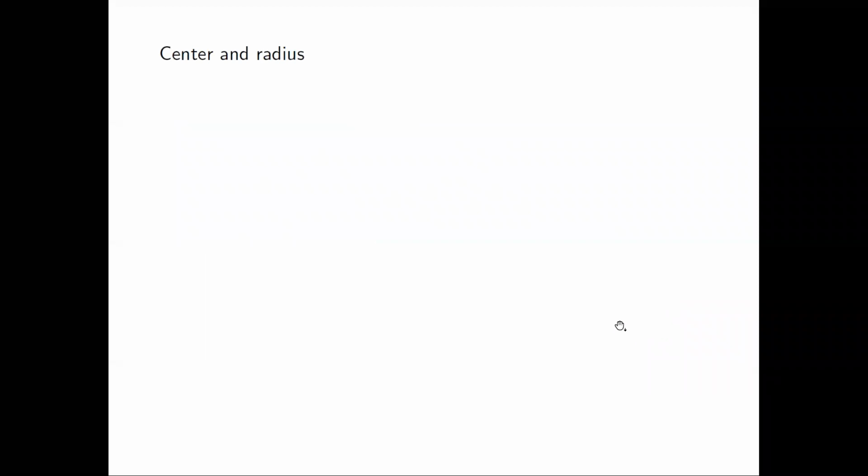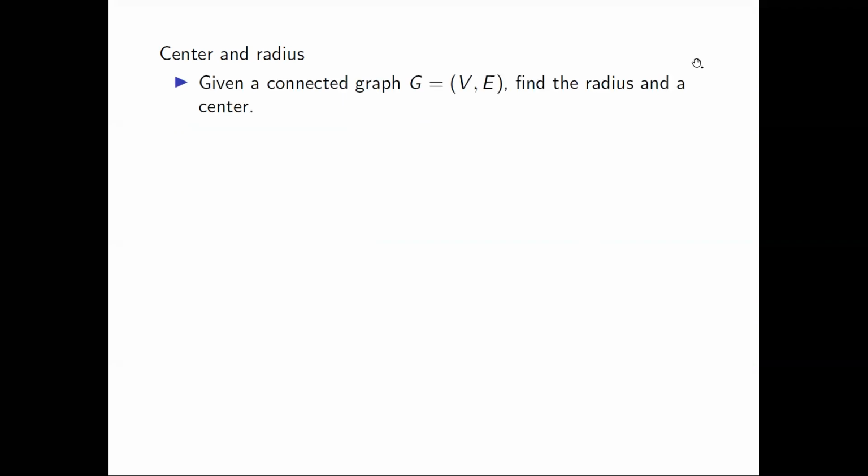So let's look at another problem that we can solve in polynomial time. We'll just look at a single algorithm for this one. And then we'll see another problem that's a similar type of problem to this. So for this one, given a connected graph G, which has vertex set V and edge set E, find the radius and a center of this graph G.